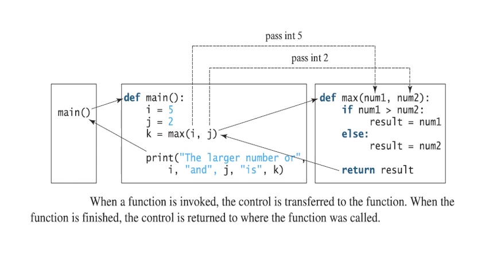When a function is invoked, the control is transferred to the function. When the function is finished, the control is returned to where the function was called.